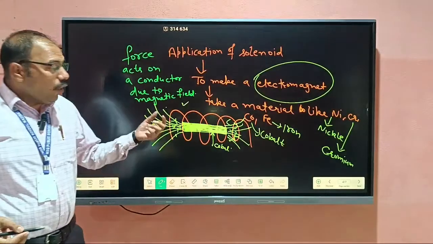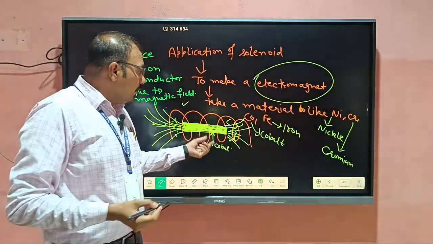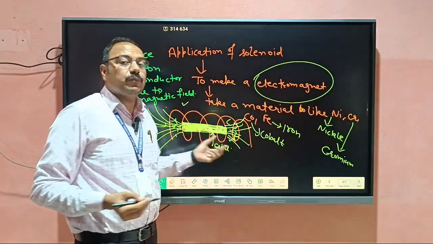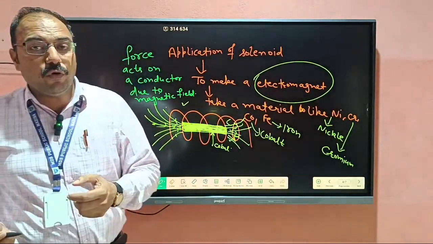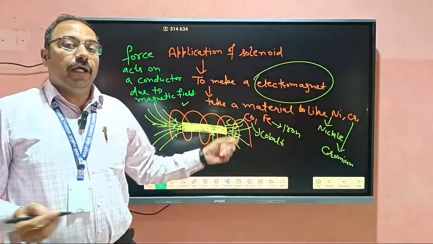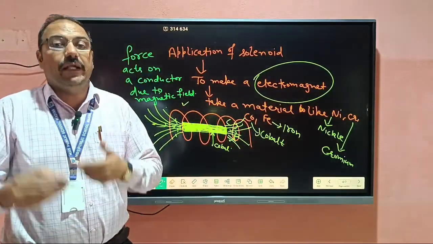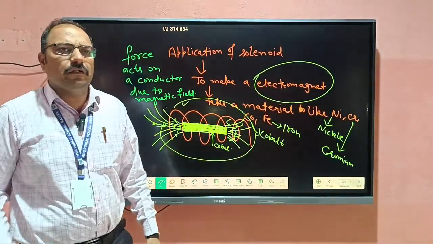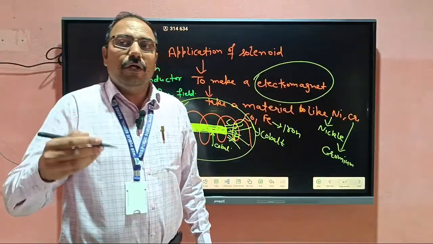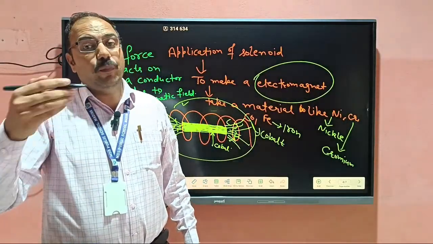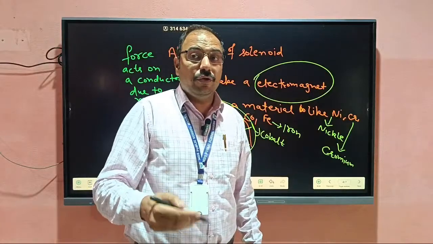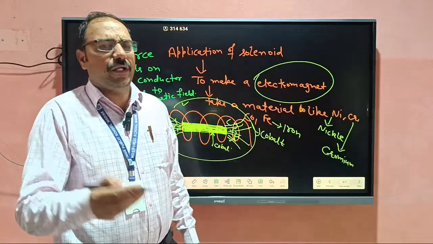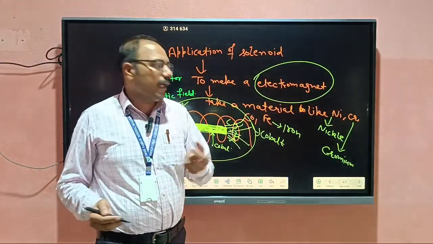How much our material is converted into a magnet depends upon how many of these field lines pass through the material. The more lines pass through the material, the more magnetized our material becomes. This is the main application of a solenoid: to make a magnet. Magnets are used in communication devices, transmitters, receivers, speakers, and many applications where we use a strong electromagnet.